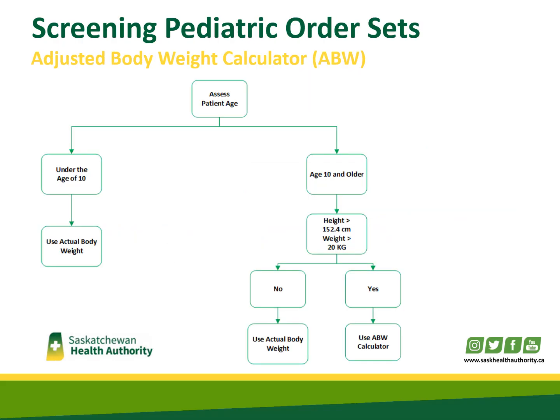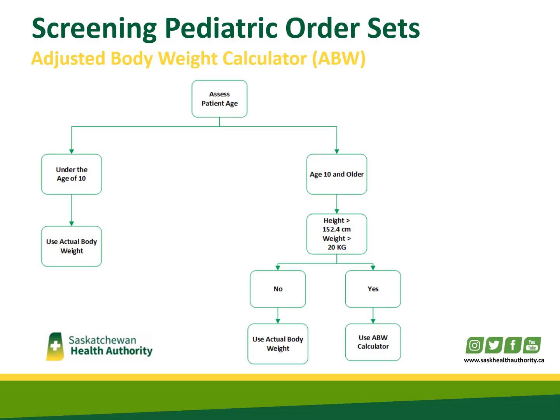So I briefly just want to touch on some of the differences between screening the pediatric order sets compared to the adult, specifically in regard to the adjusted body weight calculator. So this is a really great little process map to help guide you in terms of when you use that calculator and when not.